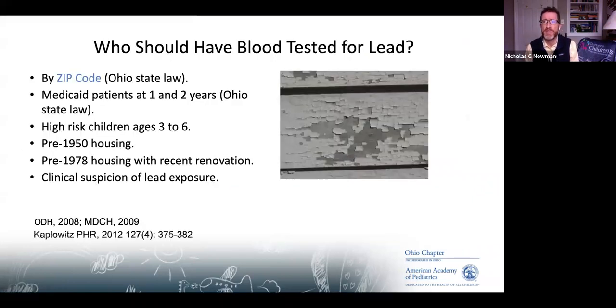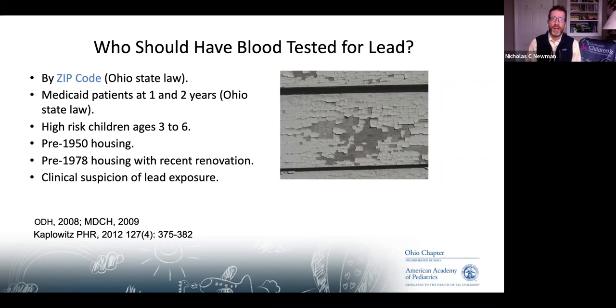Next slide, Alex, please. So who should have their blood tested for lead? According to state law, children who live in high-risk zip codes should have their lead tested, and children insured by Medicaid at 1 and 2 years of age. So the zip code basically applies to children regardless of their insurance or no insurance. They need to be tested, and the testing is done at 1 and 2 years of age typically.